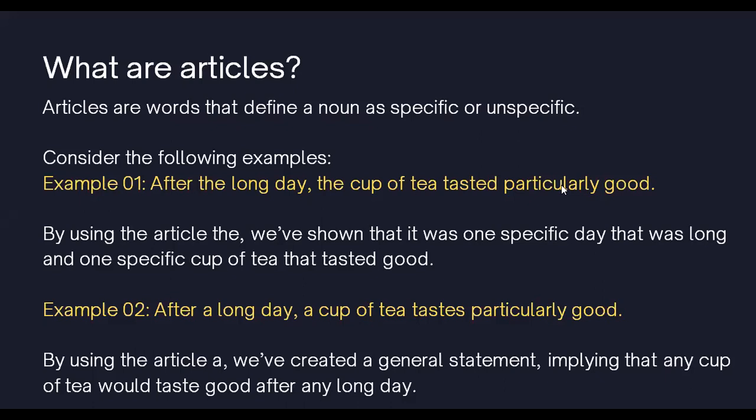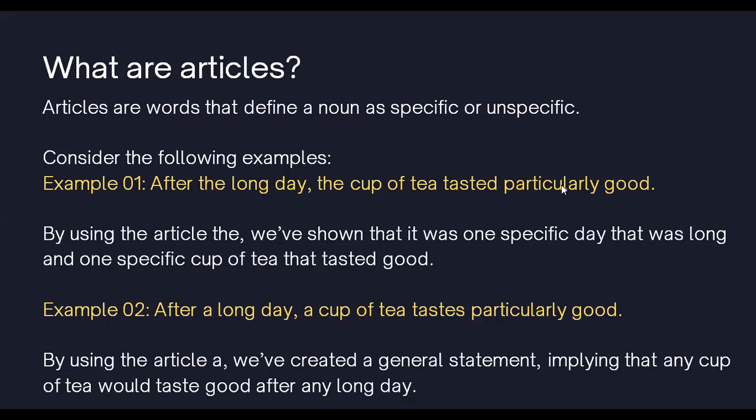In example two, it refers to general references such as a long day and a cup of tea that tastes particularly good. So look at the explanation. By using the article, we have created a general statement implying that any cup of tea would taste good after any long day, right? So this is how the articles take a role in a sentence, right?